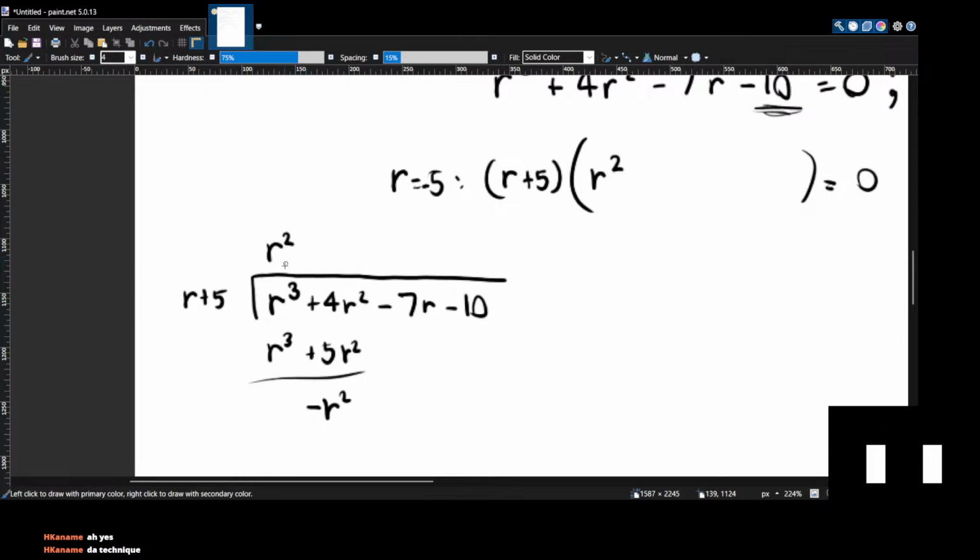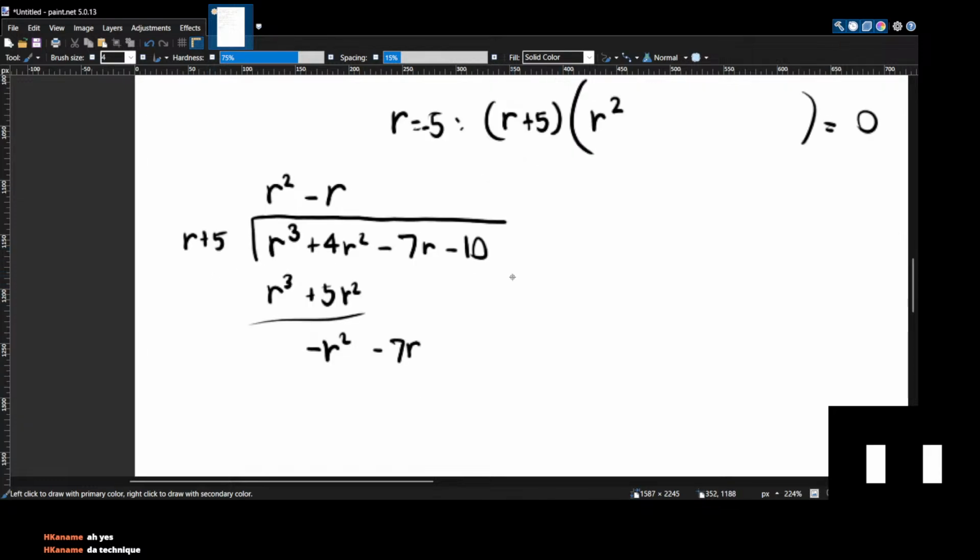The technique. Yeah. Really annoying. I honestly never liked polynomials because it's just big numbers. It's just so many terms you have to deal with. I never really liked them. But yeah, it's overall just annoying.